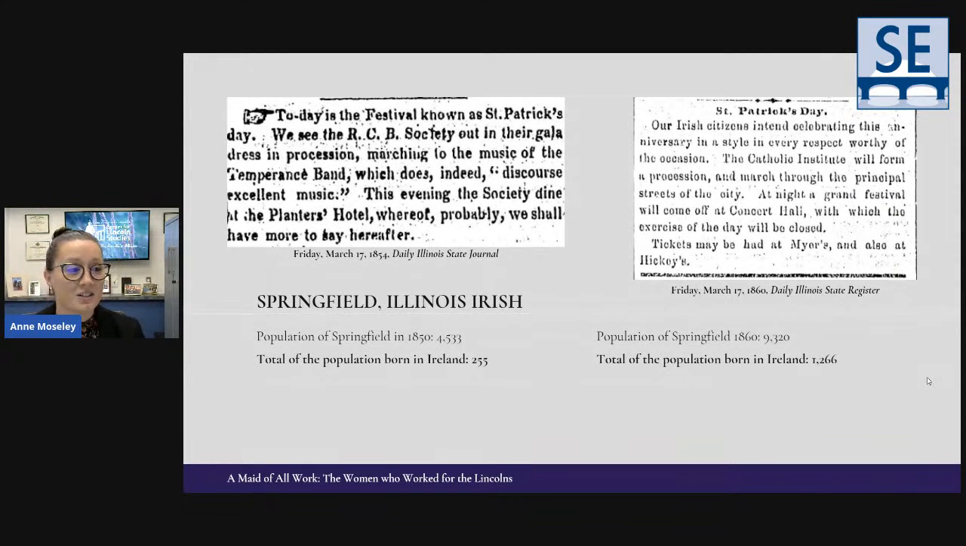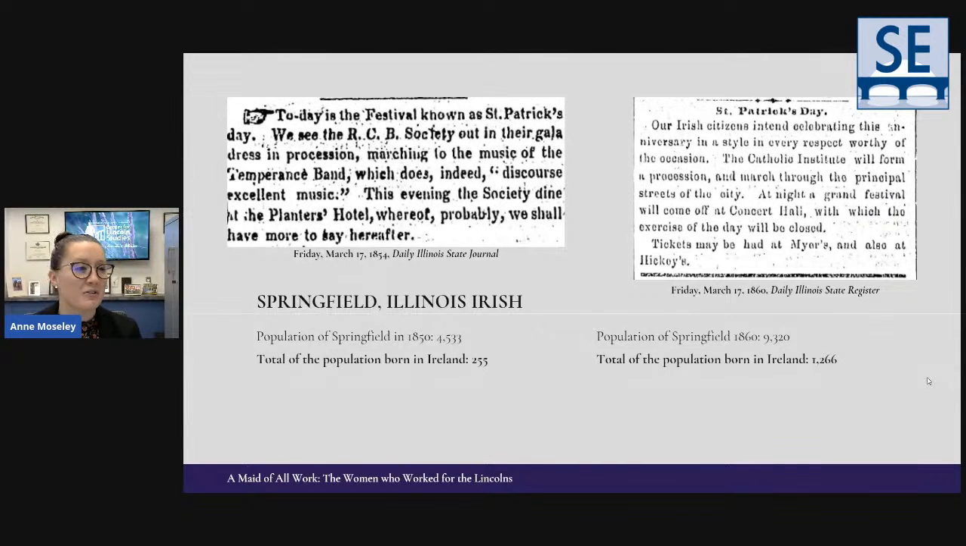Now, how does this connect to our families? How does this connect to our genealogy? These are just articles about St. Patrick's Day and how it's celebrated. Well, if you do have an Irish connection within your family tree and those ancestors lived here in Springfield, Illinois, they would have seen these articles and they would have been a part of a group of individuals who were seeking work, who were trying to build a life here. And you get a chance to see what their culture had impact on here in Springfield.